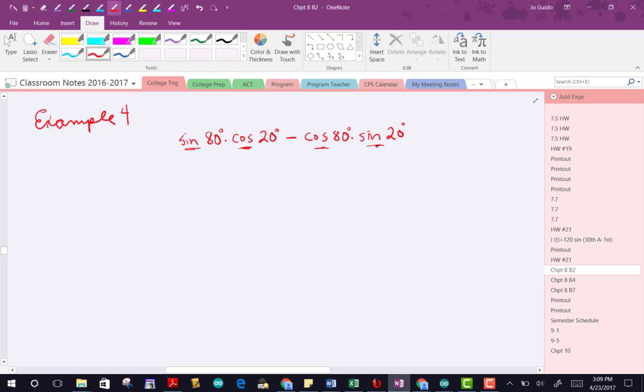So this is going to end up being equal to the sine of 80 degrees minus 20 degrees, which is the sine of 60 degrees, which is a unit circle value, and the sine of 60 degrees is just equal to the square root of 3 over 2.